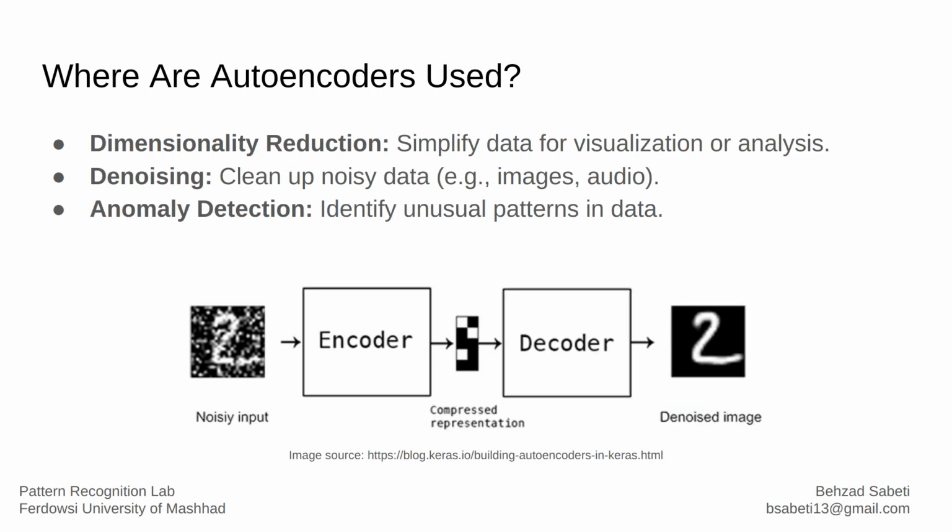So, the next slide. Where are autoencoders used? Autoencoders are super versatile. They are used for tasks like denoising, which is cleaning up noisy data, or anomaly detection, which is finding unusual patterns in data. They've even been used in recommendation systems to understand user preferences. And the main thing is dimensionality reduction, which can be used for visualization or analysis.